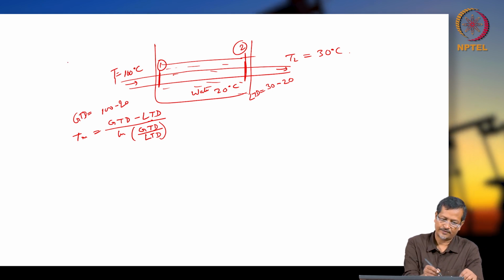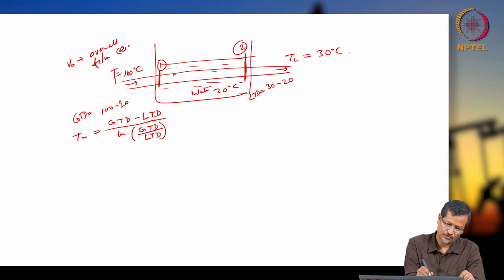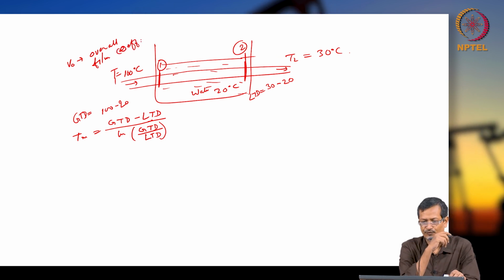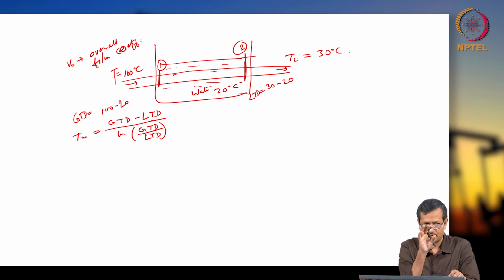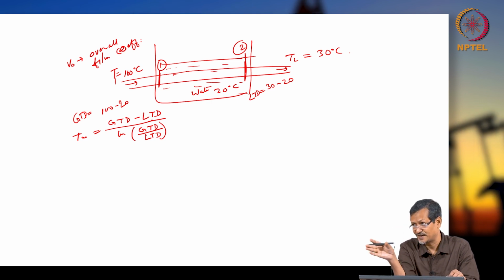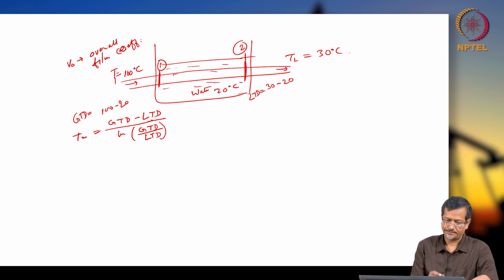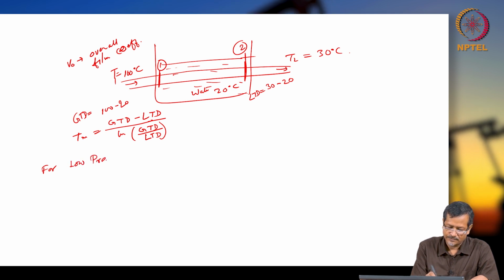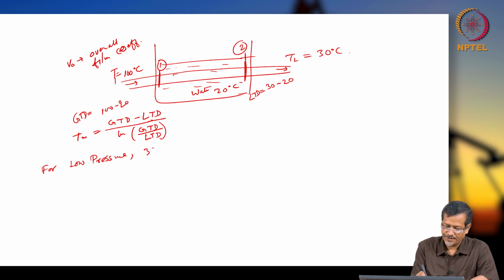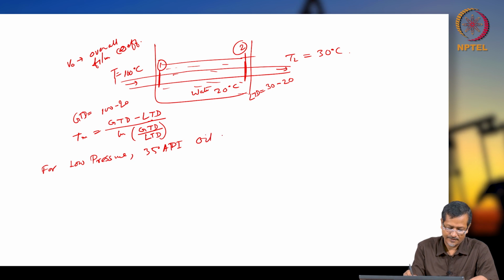Next is the overall film coefficient, or heat transfer coefficient. Because the temperature is changing from inlet to outlet, the H value or U value will also be changing from inlet to outlet, but they are using an overall average film coefficient. For low pressure, about 35 degree API oil, they have given a formula.